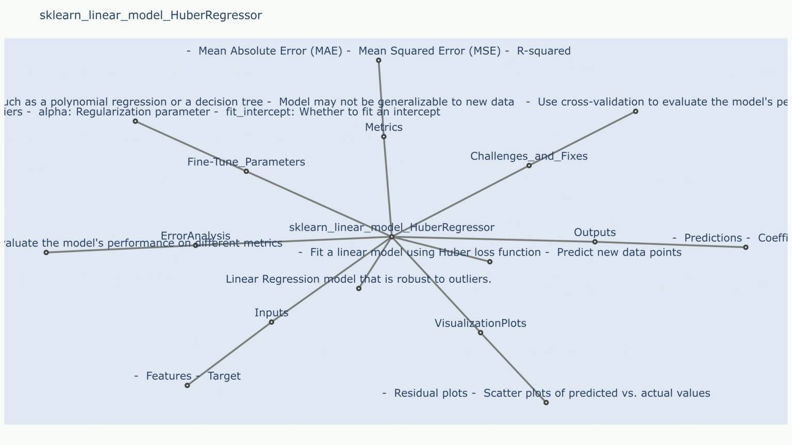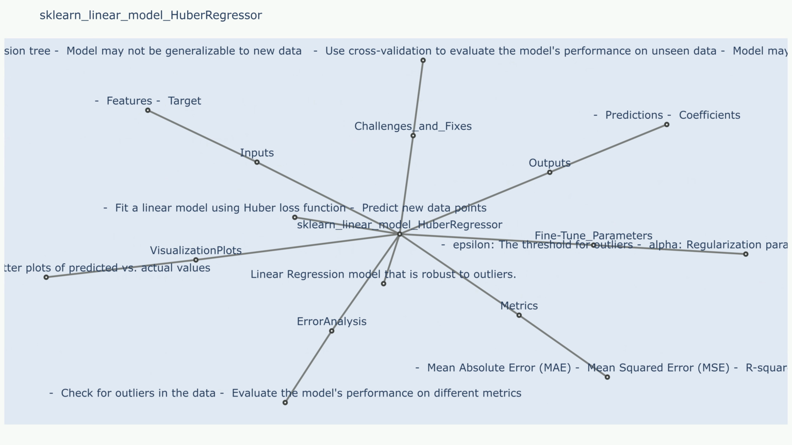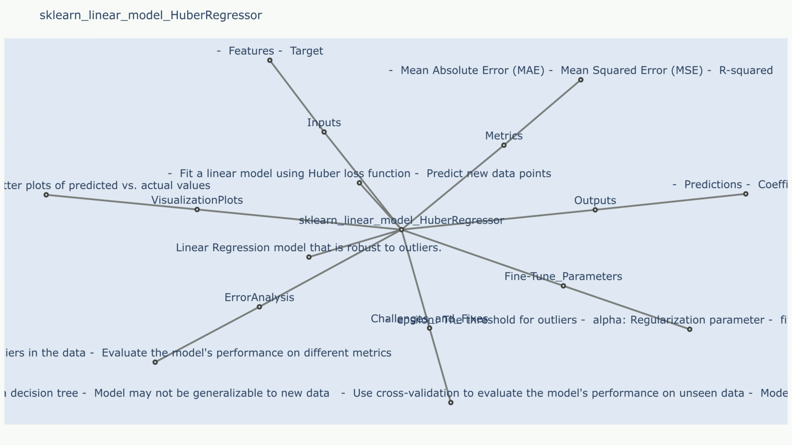Steps: The HuberRegressor uses a loss function that is quadratic for small errors and linear for large errors. This means that it penalizes large errors less than least squares regression, making it more robust to outliers. The model fits the data by minimizing the Huber loss function using an iterative algorithm.